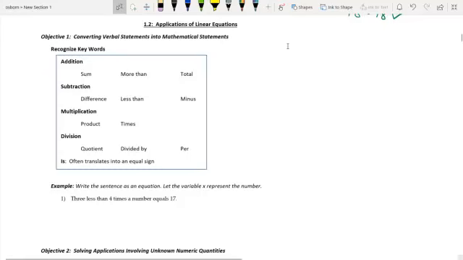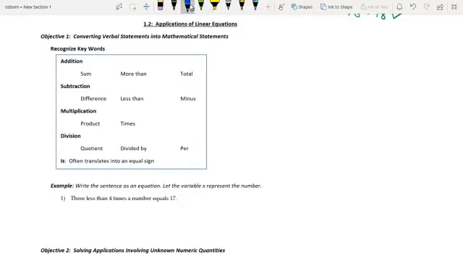All right, so let's look at our first example. Our first example says 3 less than 4 times a number equals 17. Now, be very careful that you read the full instructions. Instructions say to write the sentence as an equation and let the variable x represent the number. All right, so I know that I'm going to have x representing the variable here.